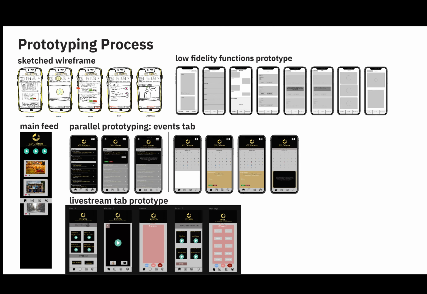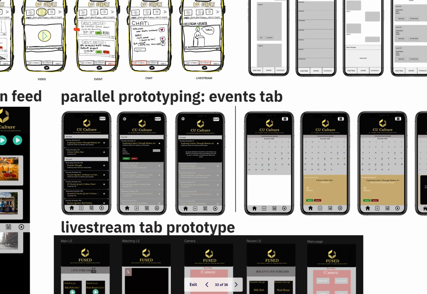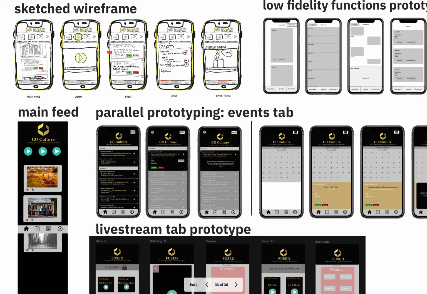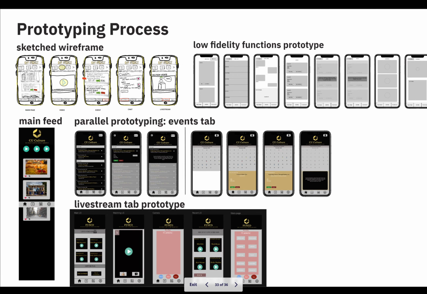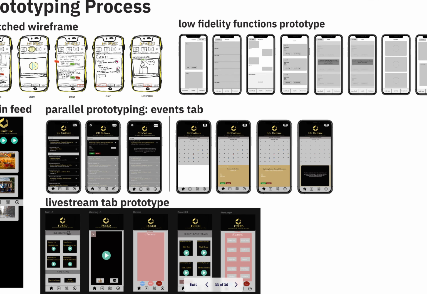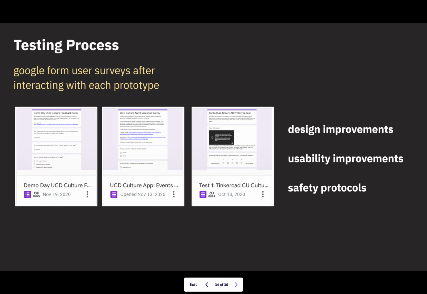And then we increased the design of functionality with 3 prototypes, one of them focusing on the main feed, the other on the live stream, and the last on the events tab. The events tab prototype was a parallel prototyping system comparing a calendar and a list format. All of our testing was done with Google Forms given to students and staff. As we went to our final prototype combining the functionality and design of all individual features, the user feedback for design, usability, and safety improvements was critical.